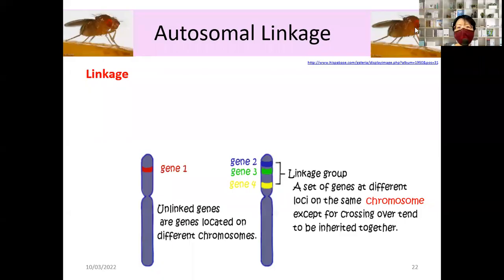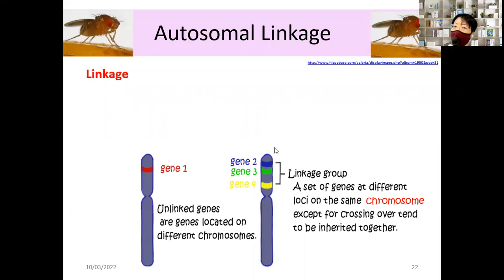So you're going to look at autosomal linkage. Now, if you look at this diagram, you can see that in this chromosome, you've got gene 1. And then in the second chromosome, you've got gene 2, gene 3, gene 4. Now, you know that these two chromosomes are not homologous, isn't it? Because homologous chromosomes must have the same gene in the same locus. But these two chromosomes don't have the same gene in the same locus. So they are not homologous chromosomes.